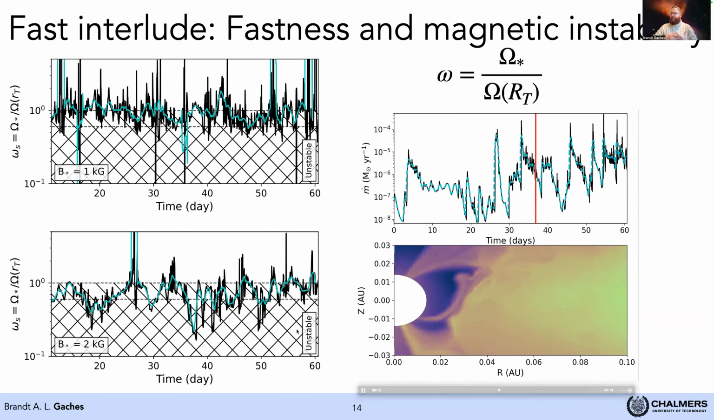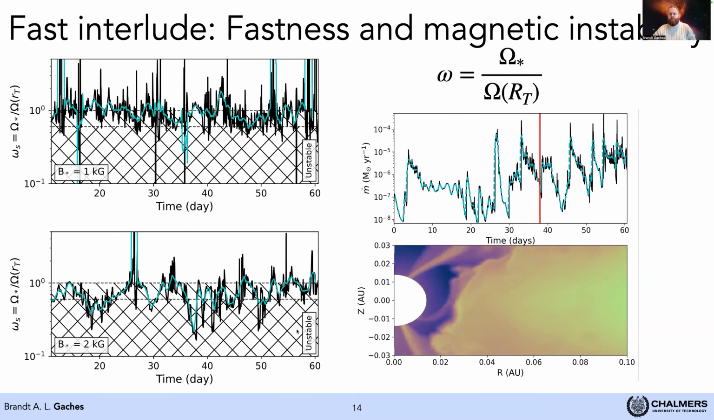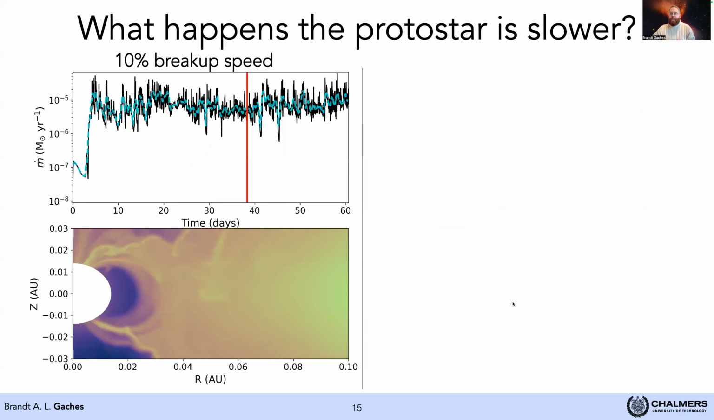So it seems like we're looking at an instability-driven mode of accretion, and we can investigate this. I forgot to mention that the initial protostar in our simulations is assumed to be rotating at a third of the Keplerian breakup speed. So if we slow it down, what happens then?